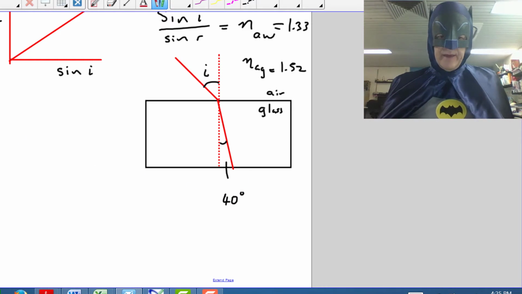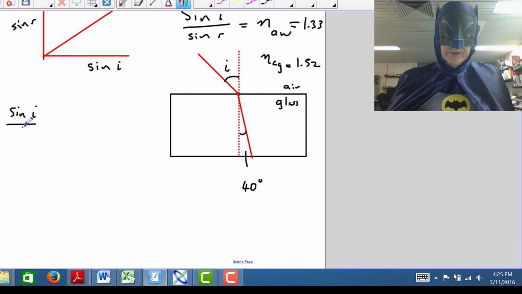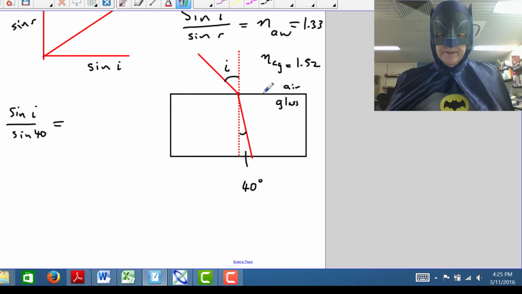Okay, so in that case you're going to use the same formula, sine of i, which we don't know this time, over sine of 40 equals the refractive index from air to glass. So we're looking at 1.52, and we're just trying to solve that this time.